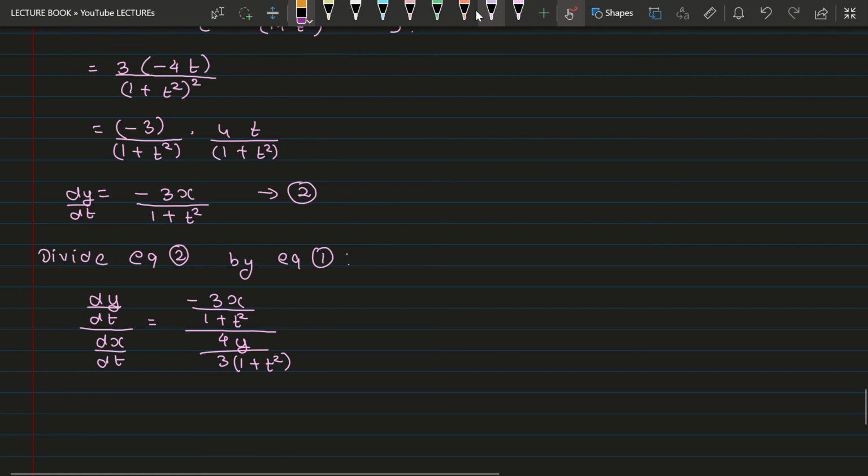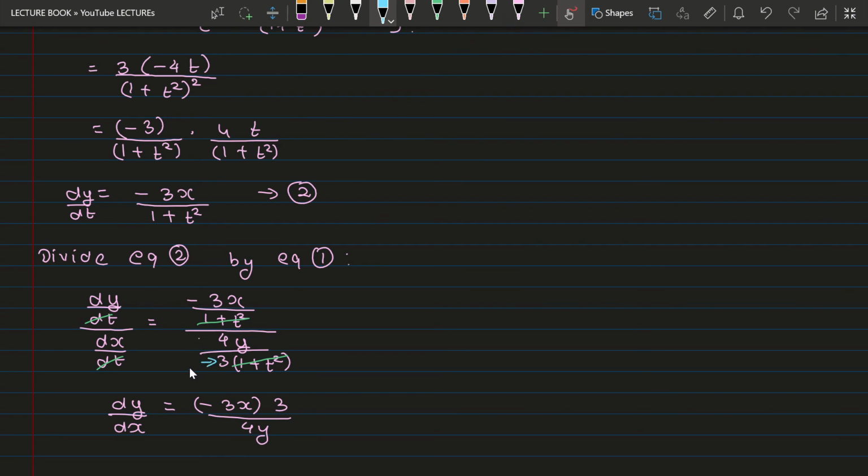So over here, students, I can cancel off 1 plus t square and 1 plus t square as well as dt and dt. So we will be left with dy by dx and minus 3x into 3 upon 4y. Where did this 3 come from? This element over here gets reciprocal and is getting multiplied with the power numerator 3 over here. So students, you are ready with your answer.